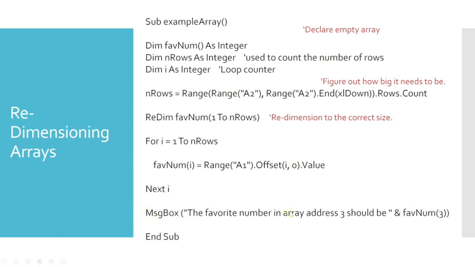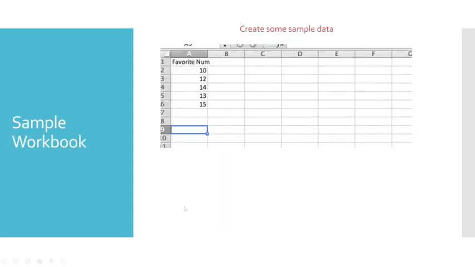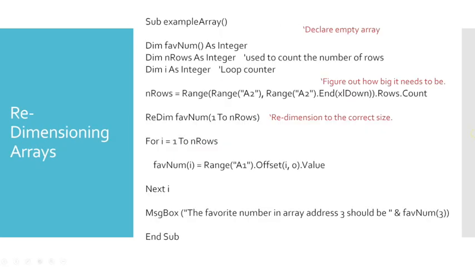And just to demonstrate that, we're taking one value out, again, location 3. So at the end of this message box, if we go back, one too far, it's going to be 1, 2, 3. The value of 14 is going to be displayed in a message box.